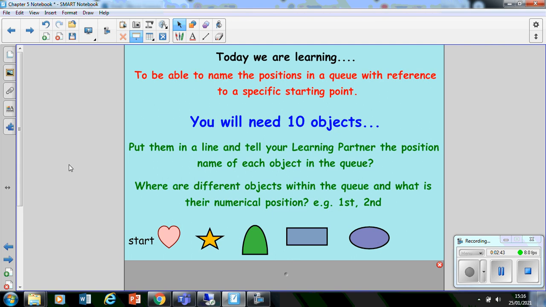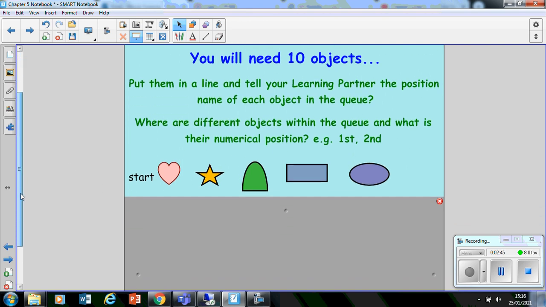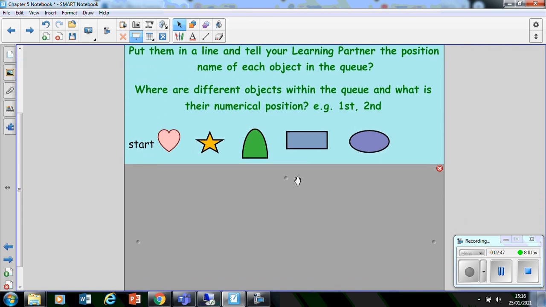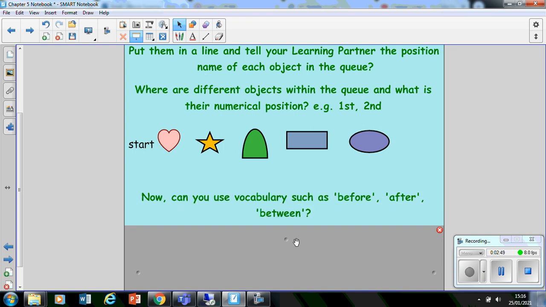Now, if I were to extend that knowledge a bit more, what I'd like you to do is look at the toys, the objects in your line. And the first thing you're going to do is talk about what is second, what's first, what's fifth, or what's 10th. That's the first part of your warm-up. The second part of your warm-up would be to use the words before, after, or between.